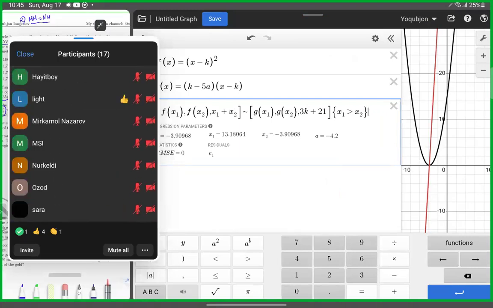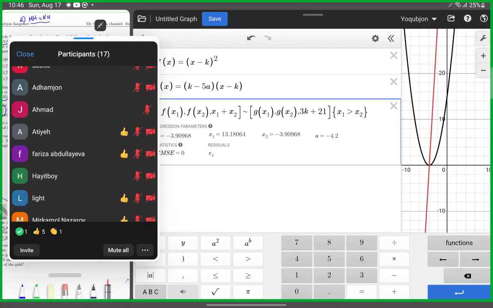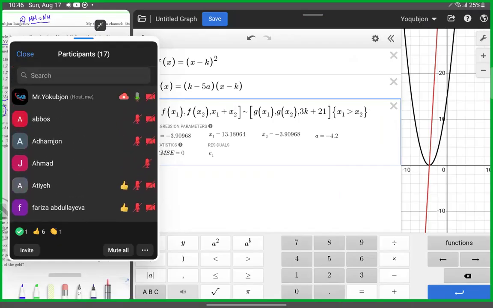Thank you, Madad Bey. Atiyah, Fariza, Light. Very good, guys. Very good.